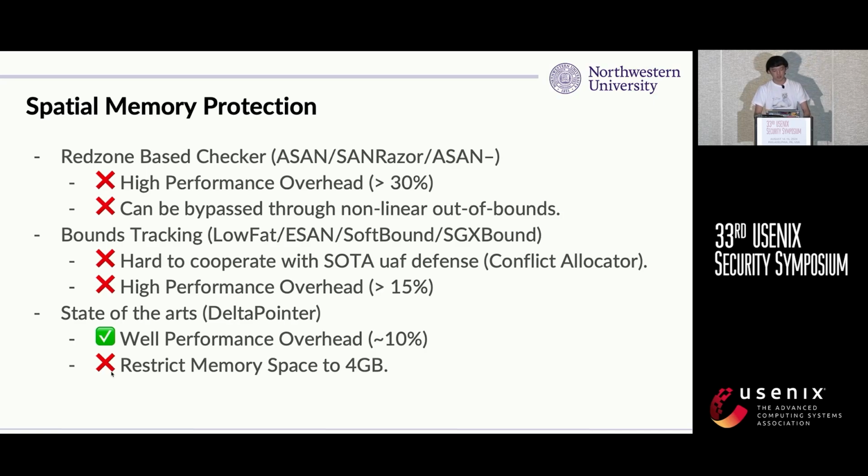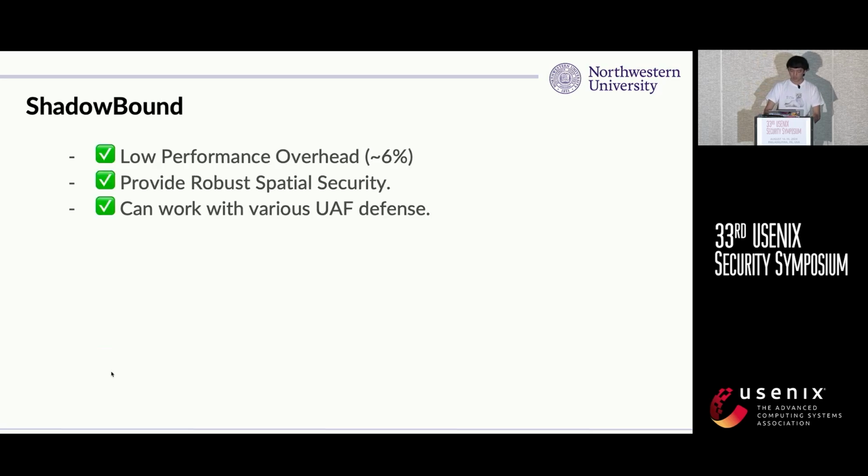The SOTA work of spatial memory protection is Data Pointer. It has good performance overhead, but it restricts the memory space to 4 GB, which is not acceptable in the real world. So we propose ShadowBound. ShadowBound provides low performance overhead, about 6%, and it can provide robust spatial safety. And it can also work with various UAF defenses, which means it can provide temporal security.